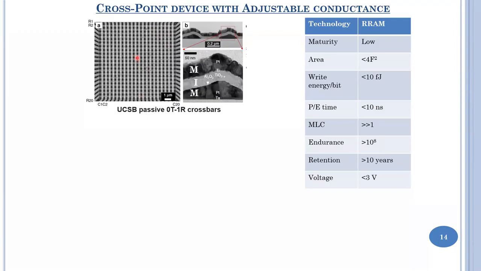So what exactly is RRAM? RRAM is nothing but a metal-insulator-metal or MIM cap kind of device, where there is a metal on top, a metal at the bottom, and an insulator sandwiched between them. The state of this insulator, or the resistance of this insulator, can be changed just by means of electrical pulses.